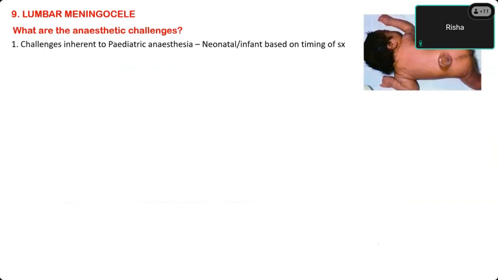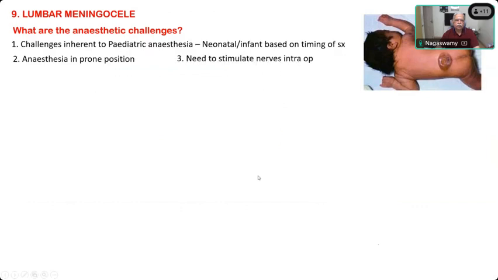So this is a case of lumbar meningocele. Diagnosis given. What are the anesthetic challenges? Pediatric patient, positioning. Right. Difficulty will be positioning, infection, operative position. The challenges in pediatric anesthesia, neonatal or infant based on the timing of the surgery, anesthesia and prone position. Sometimes neuro monitoring may be required. Possibility of blood loss, hypothermia and neurological damage.